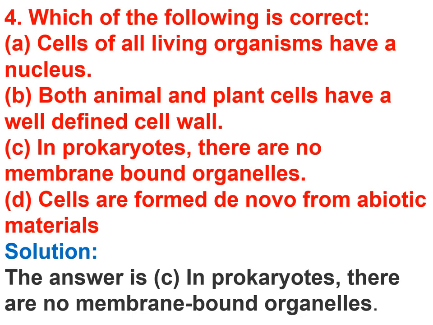The second statement is both animal and plant cells have a well-defined cell wall. No, because in animals there is no cell wall, right? So this is also incorrect. Statement C is in prokaryotes there are no membrane bound organelles. So this is the correct statement, right? In prokaryotes, membrane bound organelles are not present. Statement D is cells are formed de novo from abiotic material. This statement is also incorrect, because you know cells are formed from pre-existing cells. They are not formed de novo from abiotic materials.